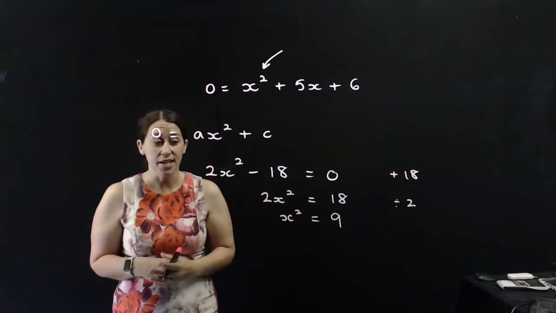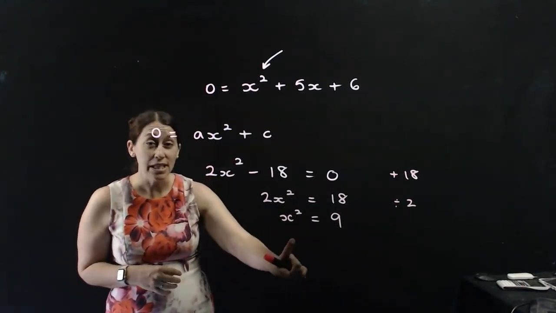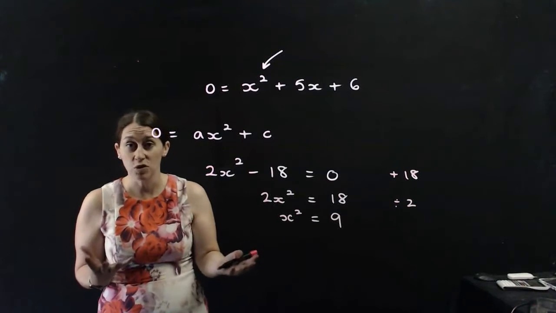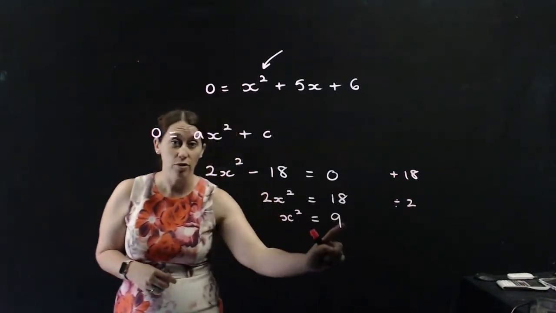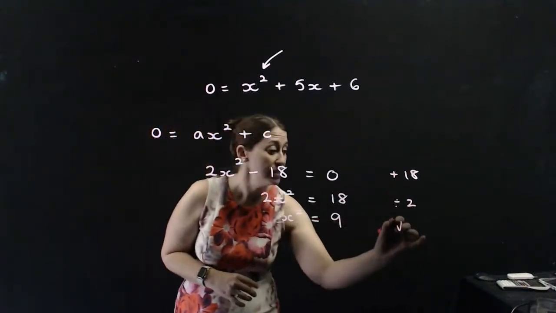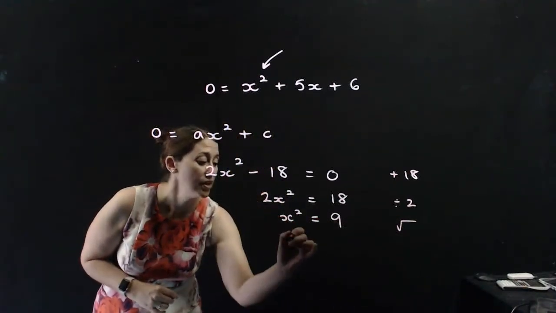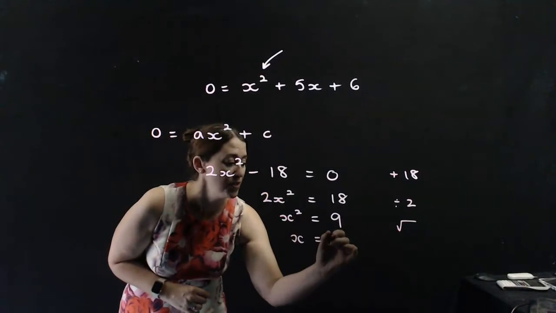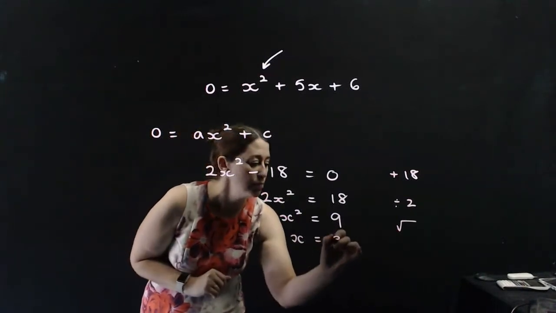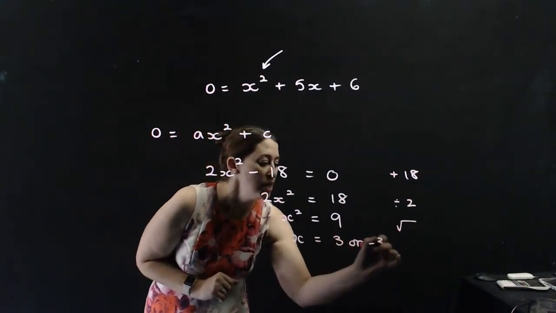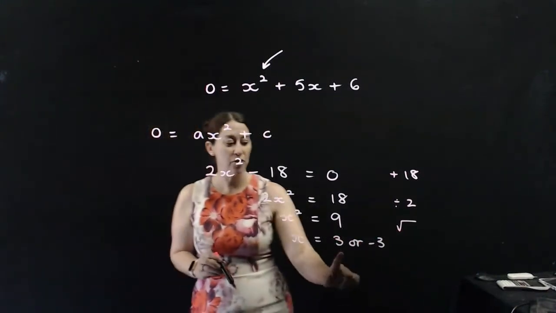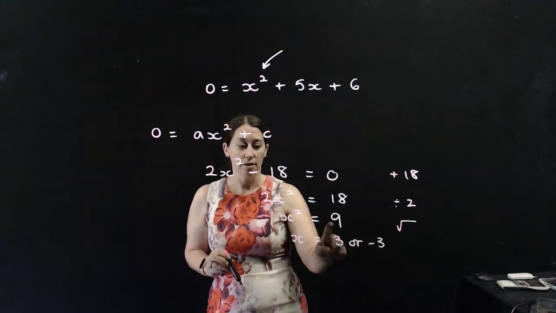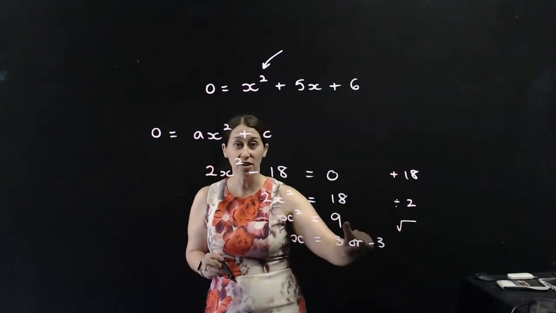Now, the last step is to find x on its own. I need to do what we call the inverse of squaring, which is square rooting. So I need to square root x and square root 9. So square rooting both sides, the square root sign looks like that. When we square root something, we actually get two numbers. We get plus 3 or minus 3. There's two answers, and the reason for that is because if I square 3, I get 9, but if I square minus 3, I also get 9.